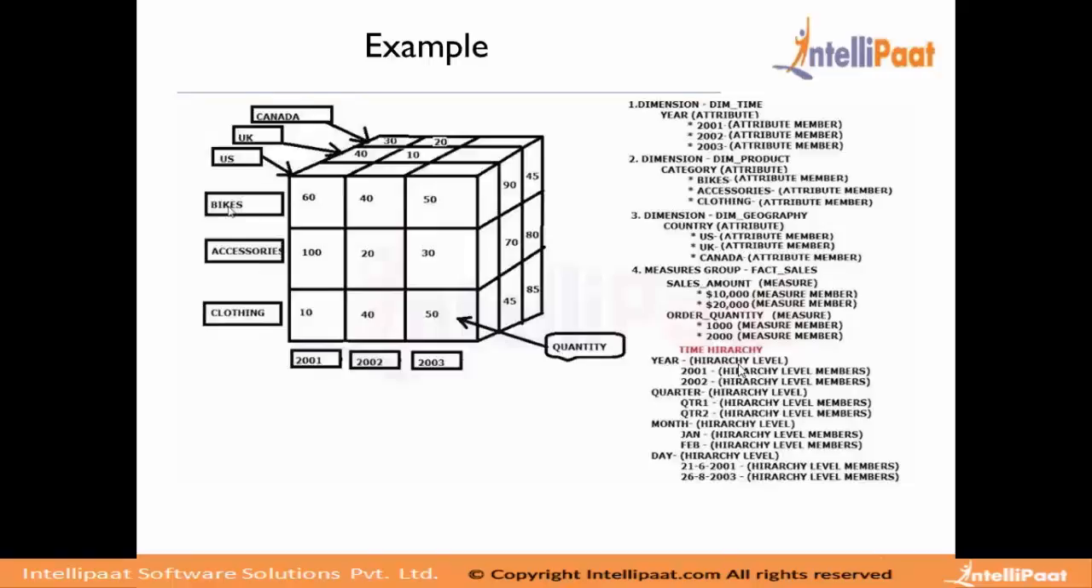And now coming to the hierarchy. What is hierarchy? For example, here I took the hierarchy level year. Whenever I expand the hierarchy year, only then will I get the year information: 2001, 2010, 2005, like that.